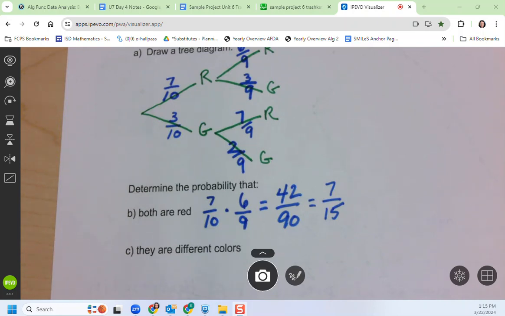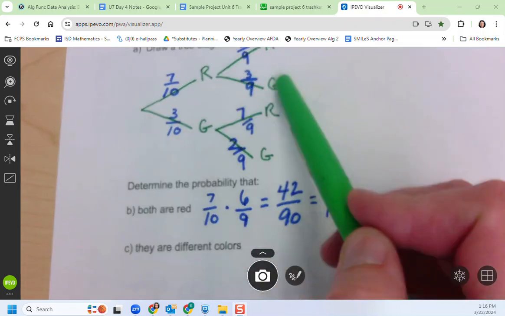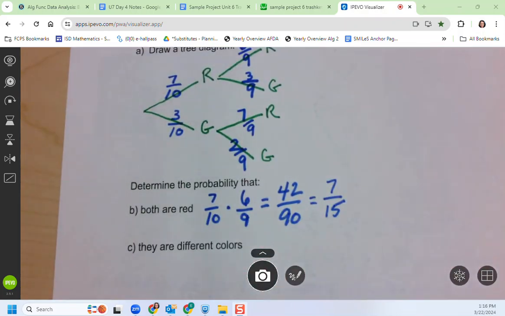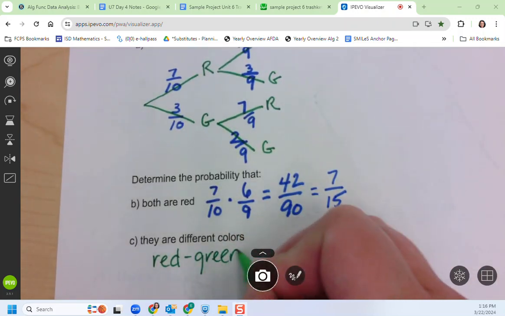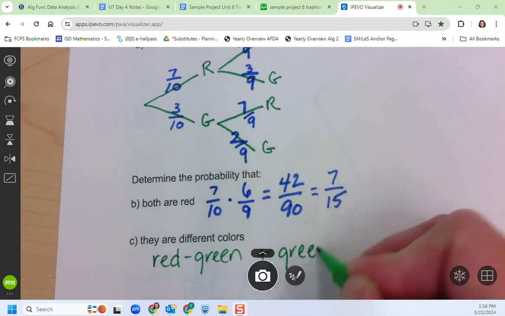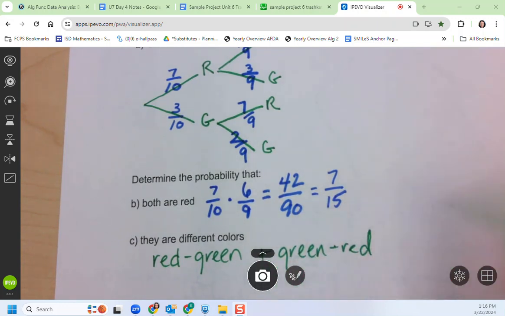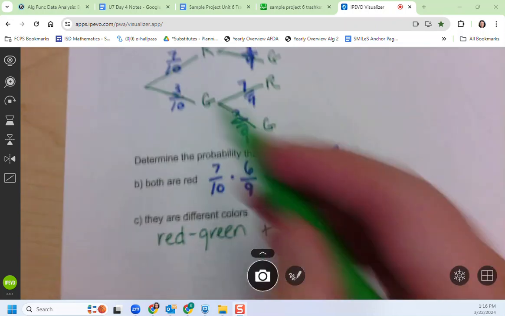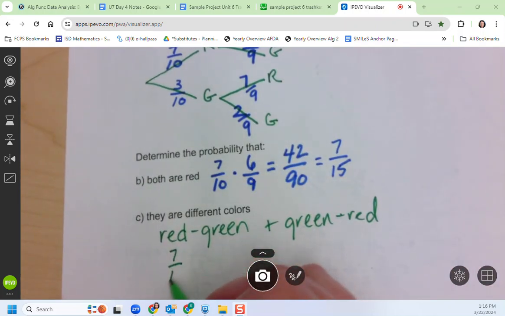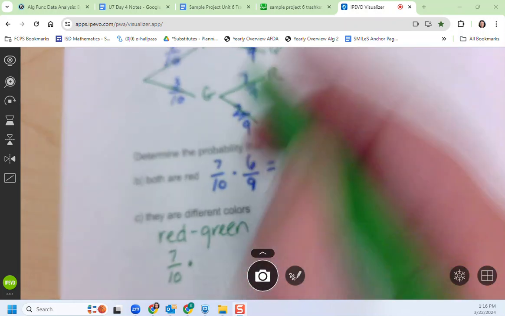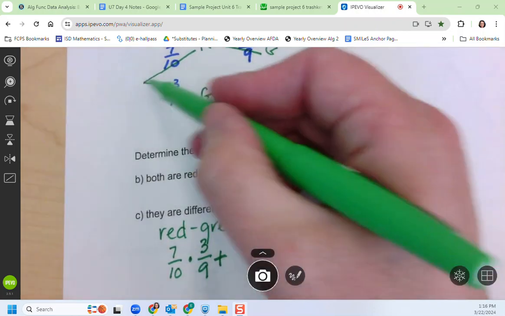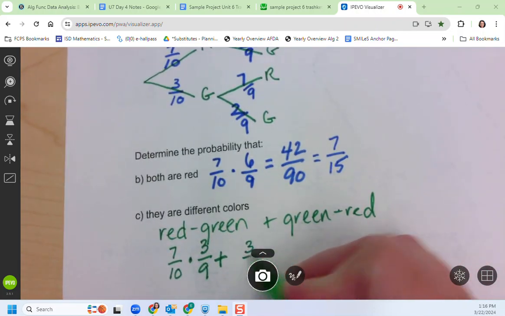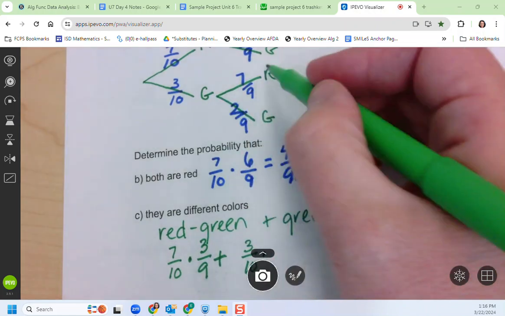Last one. Probability that they're different colors. So different colors could be red, green, or it could be green, red. So we're going to write that down. Red, green, plus green, red. All right. Red, green, 7 over 10 times 3 over 9. Plus green, red, 3 over 10 times 7 over 9.